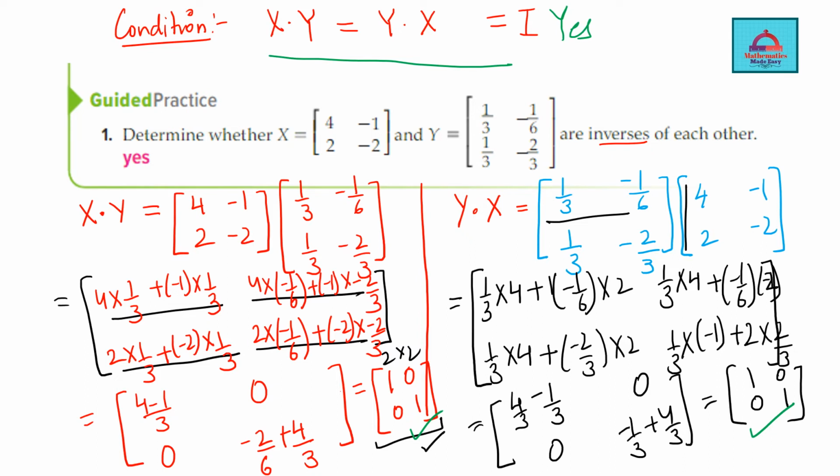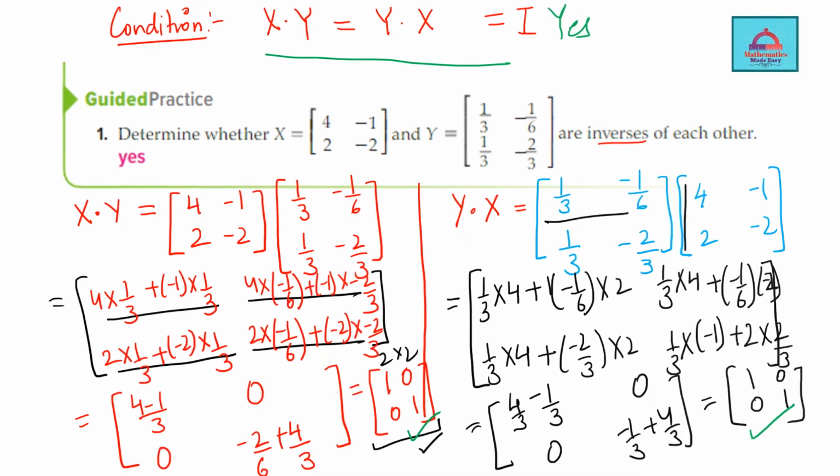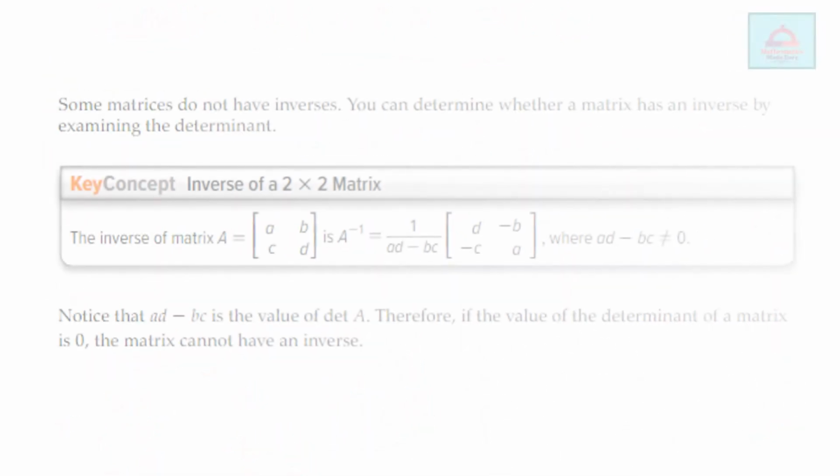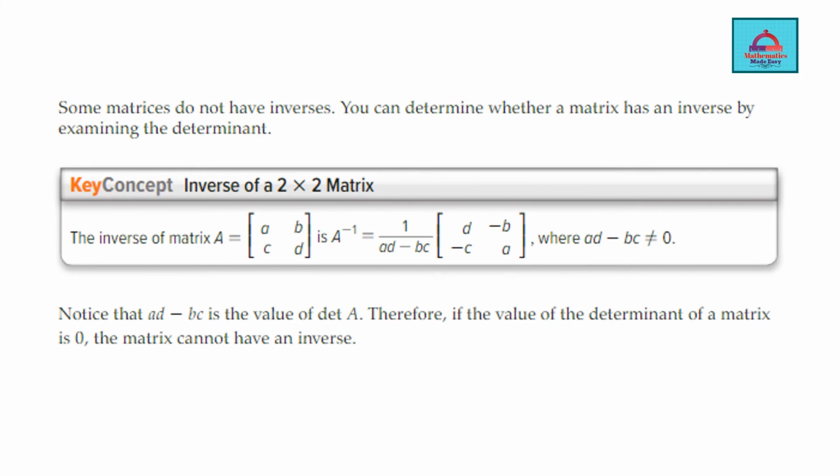Now that we have solved a complete question together, I hope you are more comfortable and you understand how to find the inverses, how to check the condition. Now you know how to check and verify that given two matrices are inverses of each other. So let's proceed further and find the inverse of a 2 cross 2 matrix.